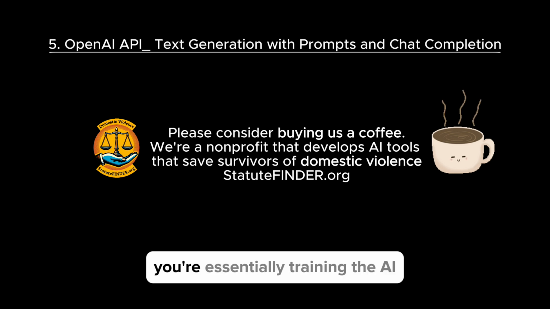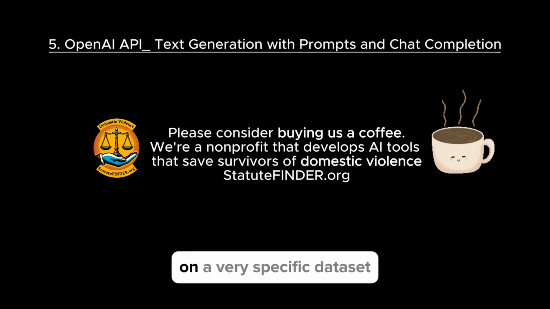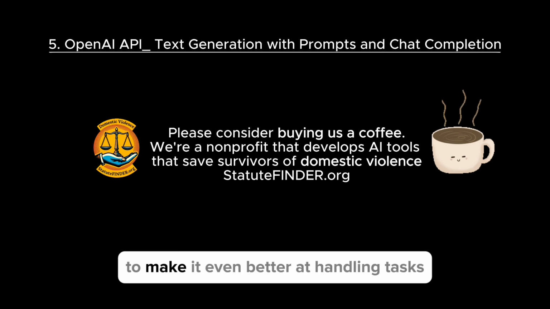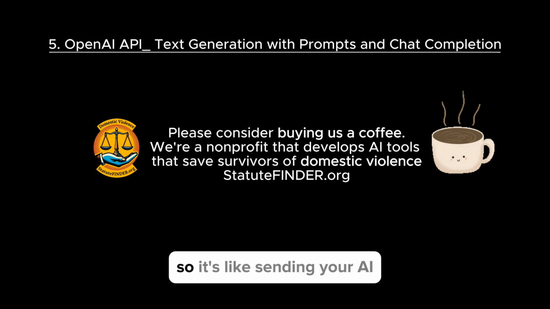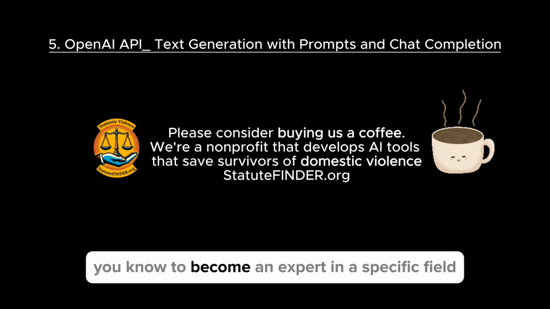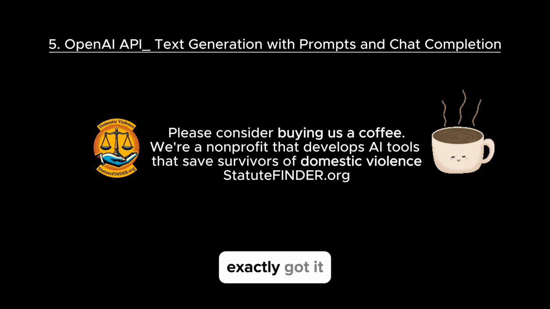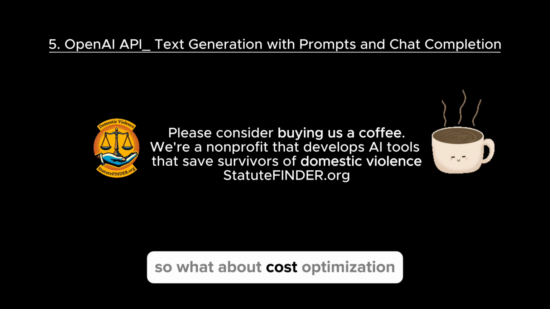With fine-tuning, you're essentially training the AI on a very specific data set to make it even better at handling tasks within a particular domain. So it's like sending your AI to a specialized training camp to become an expert in a specific field. Exactly. Got it. So what about cost optimization?